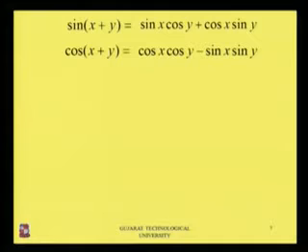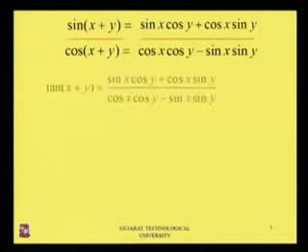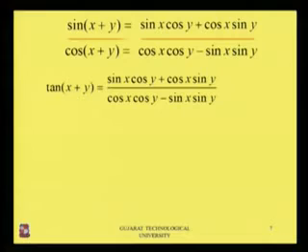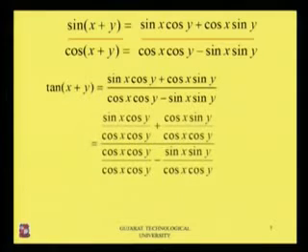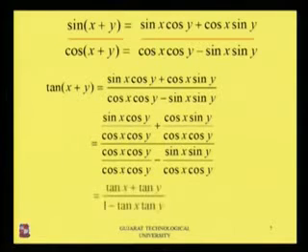Now we will find formula of tan of x plus y. Tan of x plus y is sin of x plus y over cos of x plus y. Replacing formula and dividing numerator and denominator by cos x cos y, we will get formula of tan of x plus y is tan x plus tan y over 1 minus tan x into tan y.